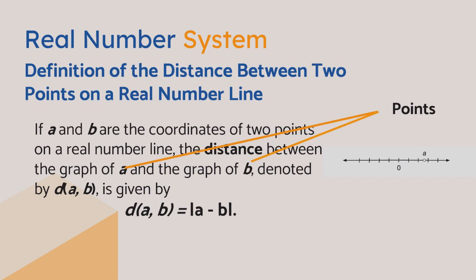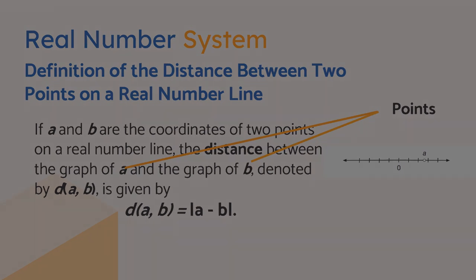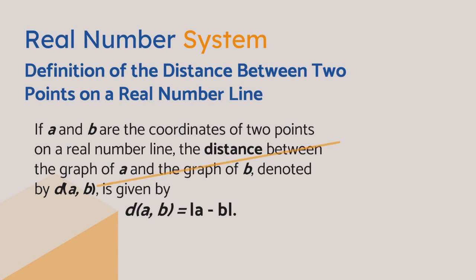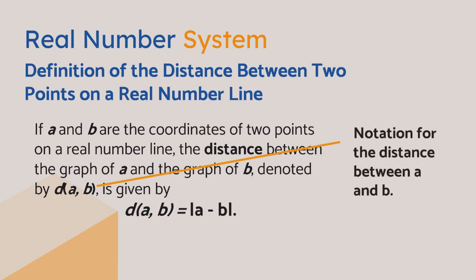The graph of A is a point. You can see it there. It's not a hollow point, it's just made hollow for emphasis, but it's a point. And there's a name A in there. So that's the point. And D, and then the points inside the parentheses, is the notation for the distance between A and B.